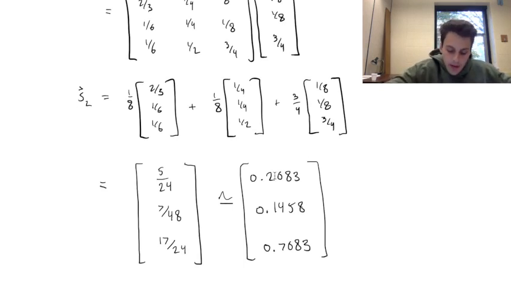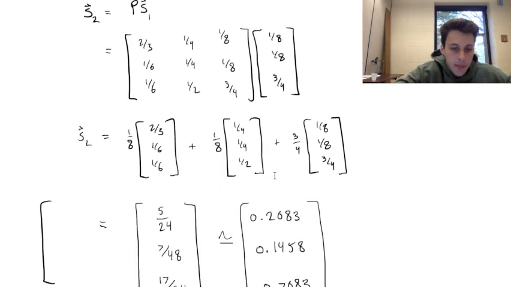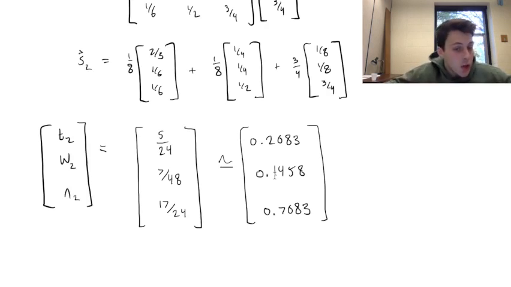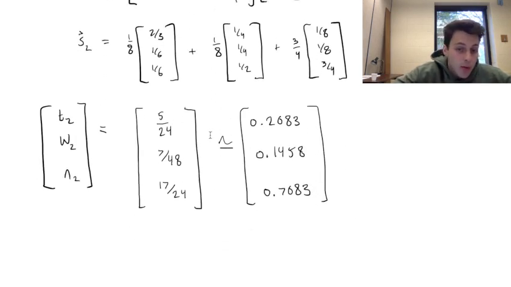So let's remember what this question is asking you. It's asking you what's the probability that they're drinking tequila 2 hours after drinking nothing. So this first entry is T2, right? That represents the probability that someone is drinking tequila 2 hours from doing nothing, because we started with S0 being 0, 0, 1. So this means that there's 5 over 24, or roughly 21% probability that they're going to be drinking tequila 2 hours from doing nothing. Great. Okay.